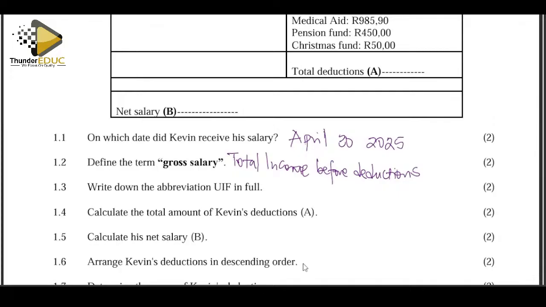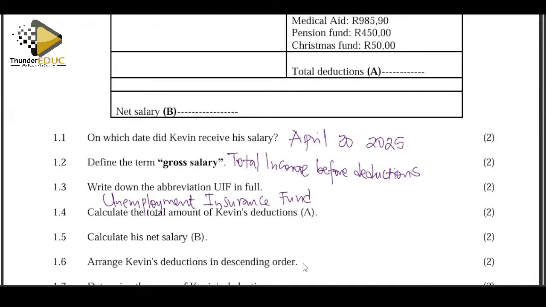Okay, write UIF in full. UIF stands for Unemployment Insurance Fund. That's UIF. It's usually 1%. Actually, it's 1% charged monthly.